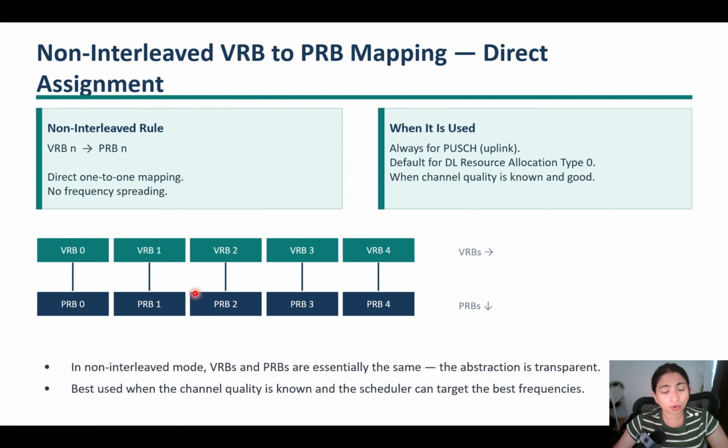So in this mode, the resource allocation and the virtual resource block abstraction is kind of transparent. This non-interleaved VRB to PRB mapping is done when the channel conditions are well known and the scheduler is assigning the best quality frequencies to the UE.